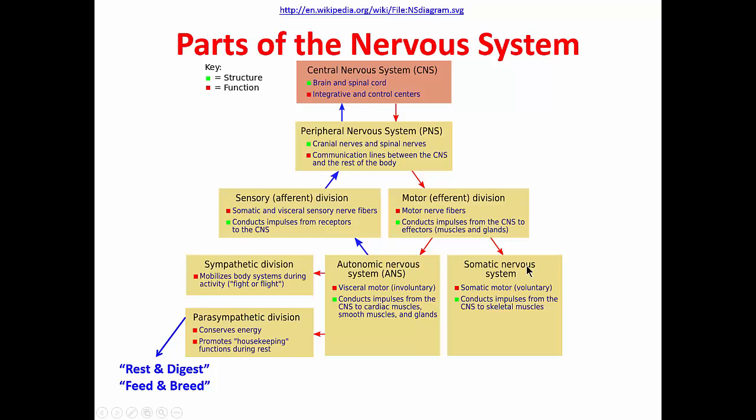We can take this system by itself, the ANS, and divide it also into two other components. Just before we leave our discussion of the peripheral nervous system, we'll conclude by introducing you to the sympathetic division of the autonomic nervous system and the parasympathetic division. A lot of researchers will refer to the sympathetic division as the fight or flight division.